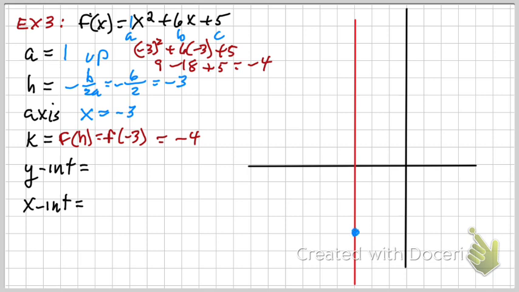I know it's going to open up. I know it's going to have 2 x-intercepts, so 2 solutions. What's the y-intercept here? I'll go back up to my original, and every place there's an x, I put a 0, so I got just 5, right? So I come over to the y-axis here and go 1, 2, 3, 4, 5. There's my y-intercept. But I know that axis of symmetry means that there's a corresponding point over here that I didn't have to figure out.